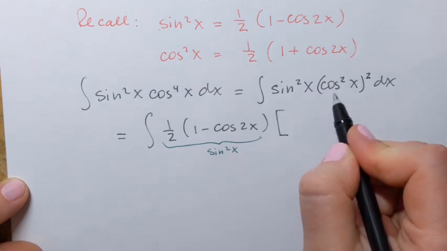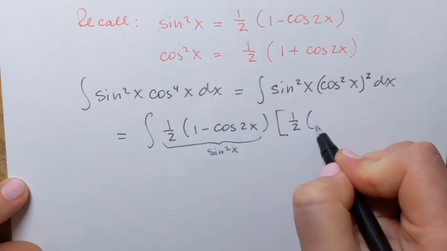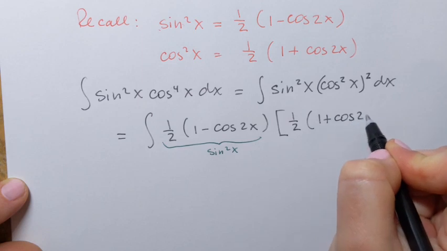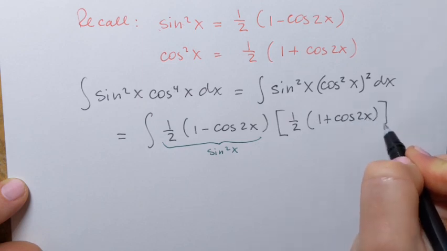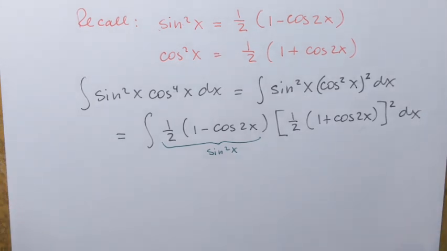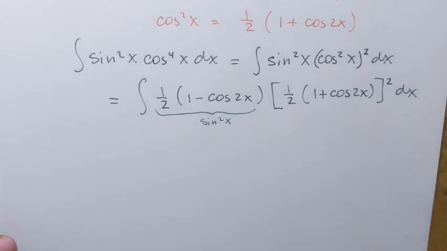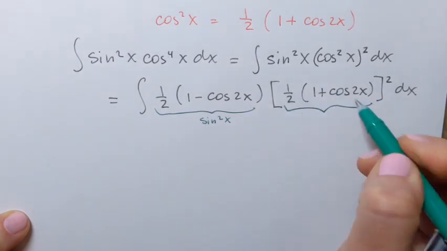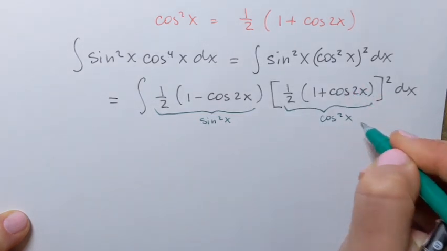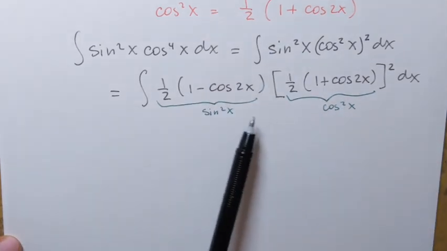Cosine squared of x inside the brackets will be from here 1/2 times 1 plus cosine of 2x, brackets, and then that outside 2nd power, dx right here. Okay, so let me make a note. That is cosine squared of x. So to evaluate this integral, first I want to simplify this expression.